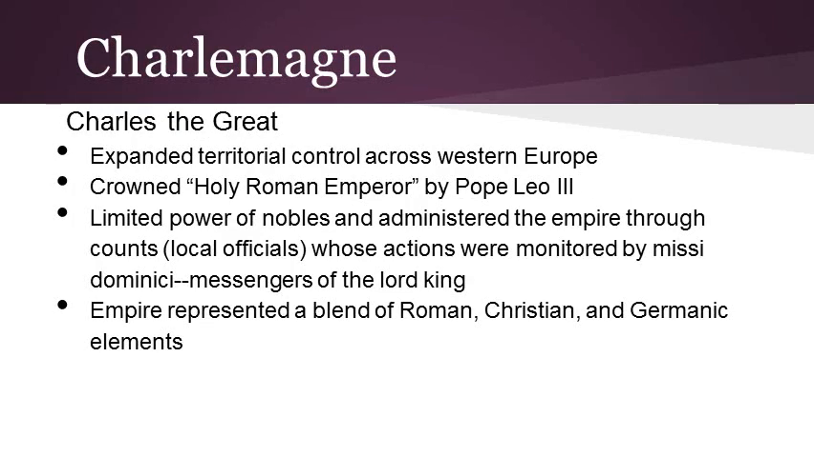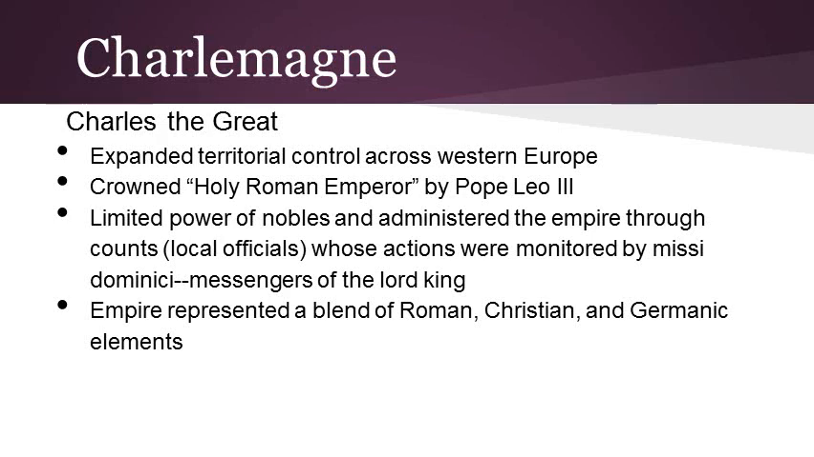Pepin's son was known as Charles the Great or Charlemagne. He expanded his territorial control across Western Europe, expanding the empire that his grandfather and father had begun. He was crowned Holy Roman Emperor by Pope Leo III. He's really the first leader in Europe of a large territory since the collapse of the Roman Empire. He limited the power of nobles, and he administered his empire through counts or local officials whose actions were monitored by the Missi Dominici, who were messengers of the Lord King.